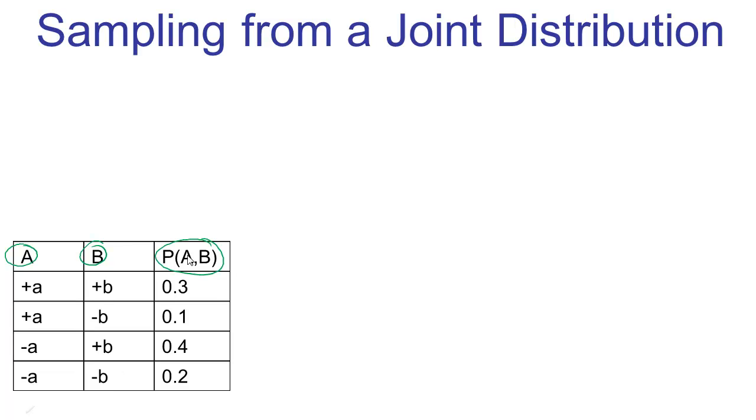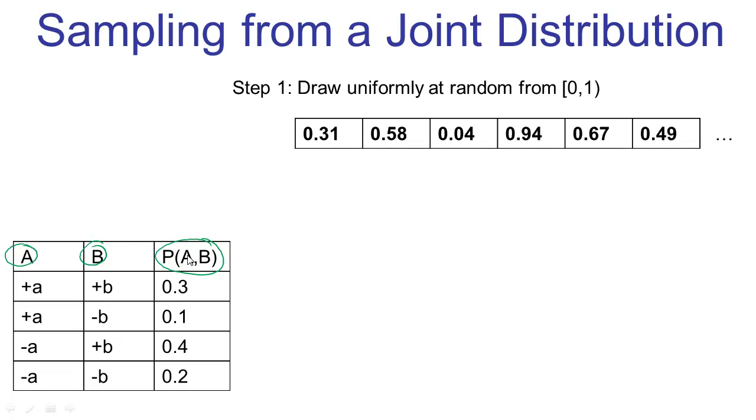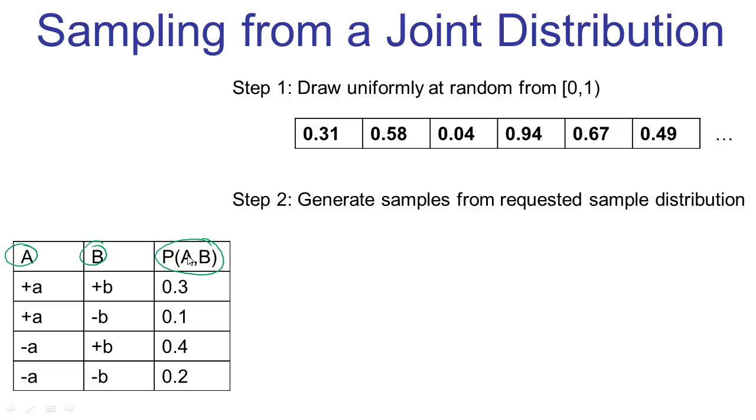Again, we proceed according to the same two steps. First, sample uniformly at random from the 0-1 interval, and then we'll map that to samples from the target distribution. To get the samples from the target distribution, we map all entries in the target distribution to the 0-1 interval.